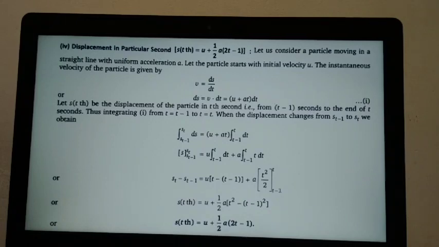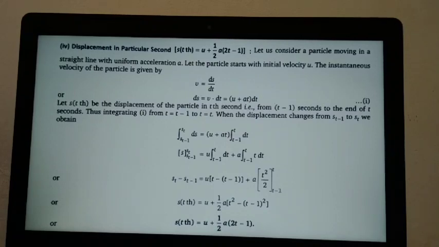So integrating that equation from t minus 1 to t, the limit of integration will become t minus 1 to t. So s is also varying from s in t minus 1 to s in t seconds. You are going from the initial point to the final point. Here the initial point is s(t minus 1) and the final point is s(t), and t is varying from t minus 1 to t.